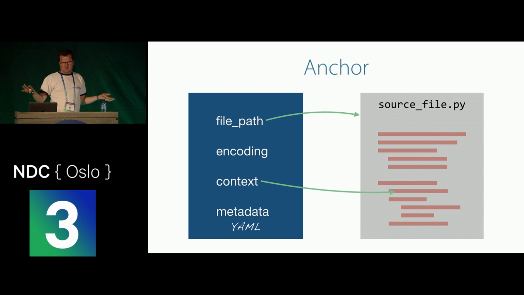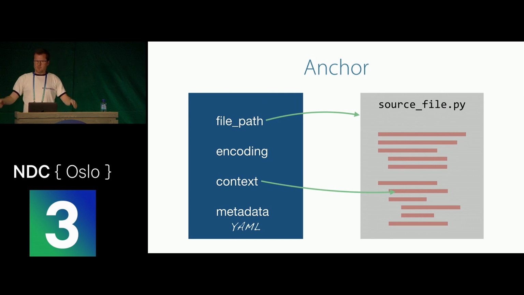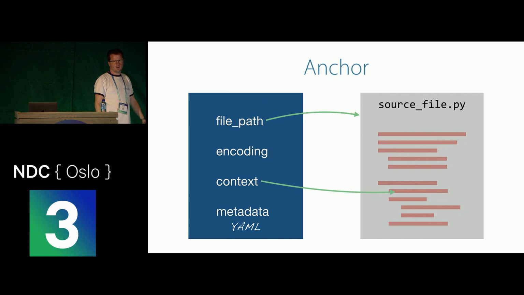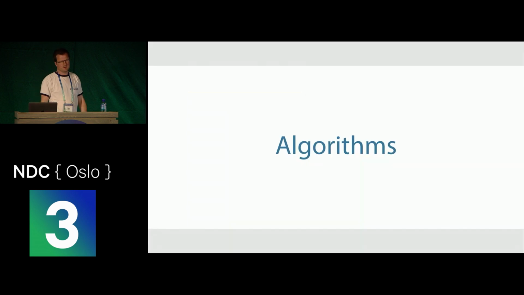So none of this is terribly complicated. This is just simple data structures, but it took a little while to get to exactly this shape, and it's worth understanding these bits. So with anchors in place, if I can create an anchor to point into somewhere in a source file, how do I take a changed source file and get the anchor to point to the right place? That is where the algorithms come into play.